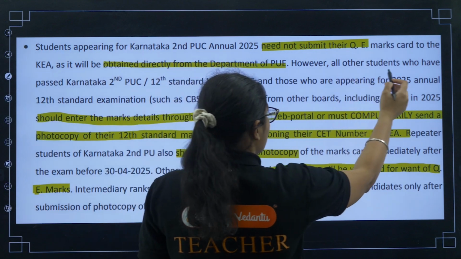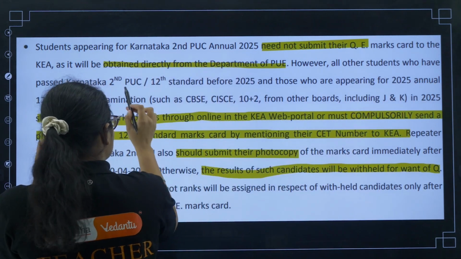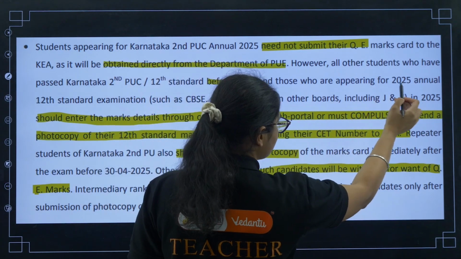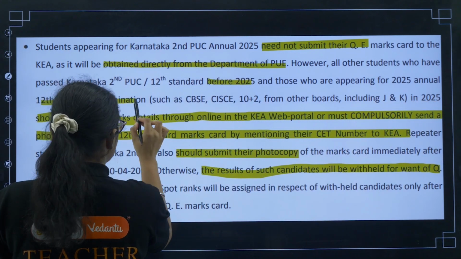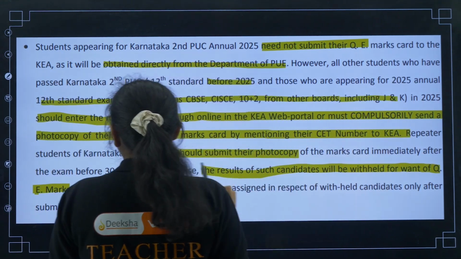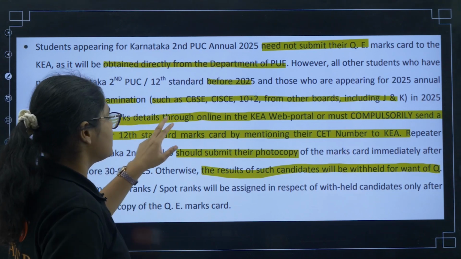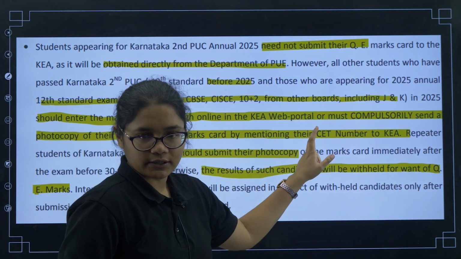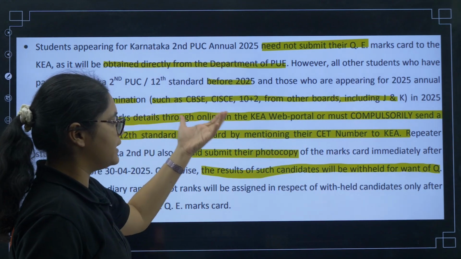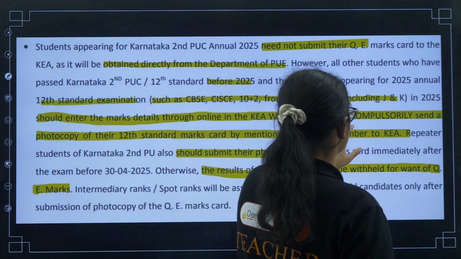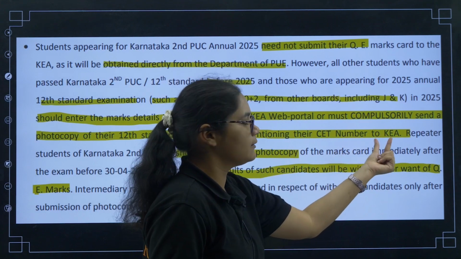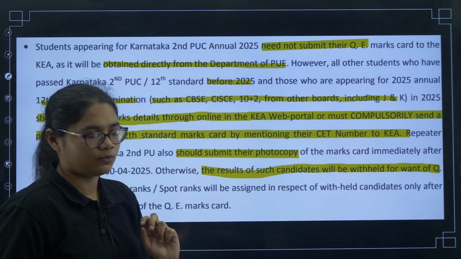However, all other students who have passed Karnataka second PUC or 12th standard before 2025, if you have written last year, and those who are appearing for 2025 annual 12th standard examinations such as CBSE, CISCE or any other board including J&K, for them it is very important to enter the marks details online in the KEA web portal. Okay. So for these students, it is mandatory to enter their marks in the KEA web portal, or they must compulsorily send a photocopy of their 12th standard marks, mentioning their CET number, to the KEA. Okay, so this is after the exams are over.